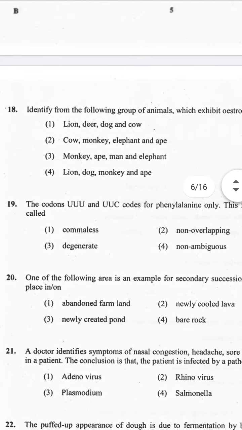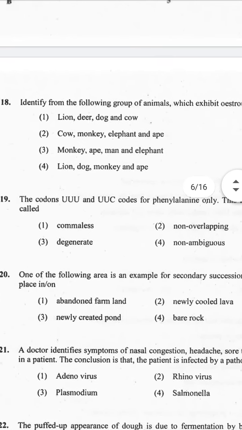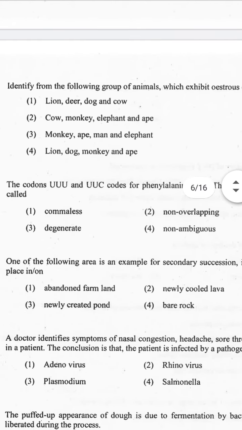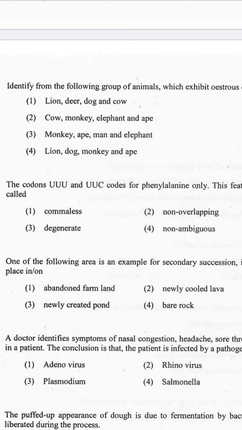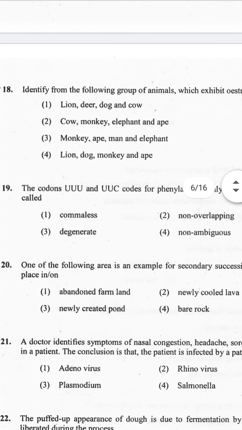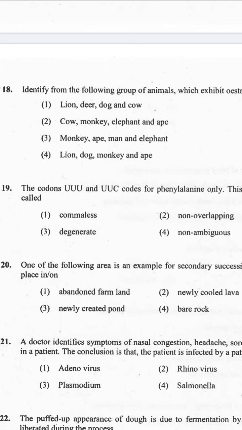Question number 18. Identify from the following group of animals which exhibit estrus cycle. Option 1, lion, deer, dog, cow. Option 2, cow, monkey, elephant and ape. Option 3, monkey, ape, man, elephant. Option 4, lion, dog, monkey, ape. So the correct answer is option 1. Estrus cycle is a reproductive cycle of females of non-primate vertebrates. The gap between two estrus periods is known as estrus cycle.